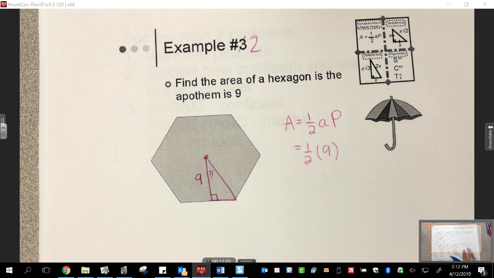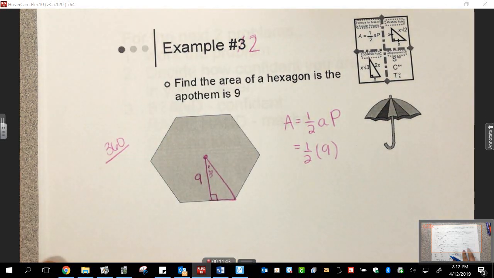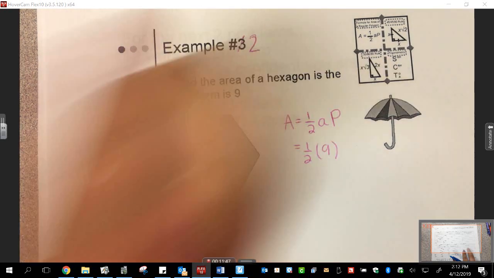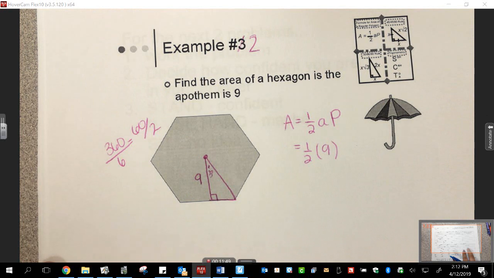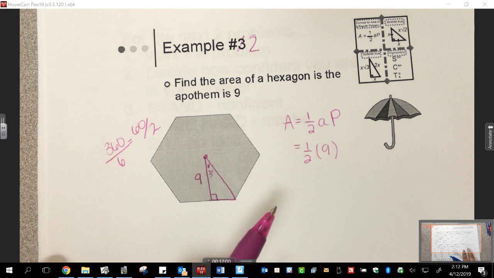Listen real quick. For any regular polygon, to find this angle, you're going to do 360 divided by the number of sides, so 6, and then divide it by 2. That's how you find this top angle, every time. Hey guys, for a hexagon, what's it always going to be? 30.